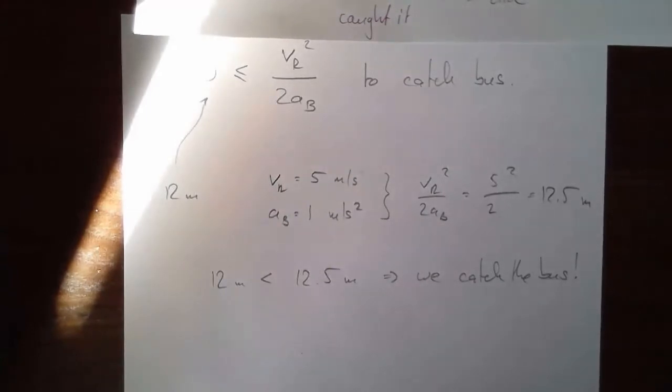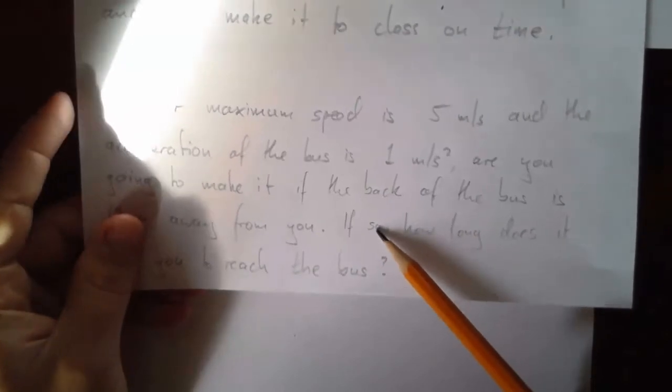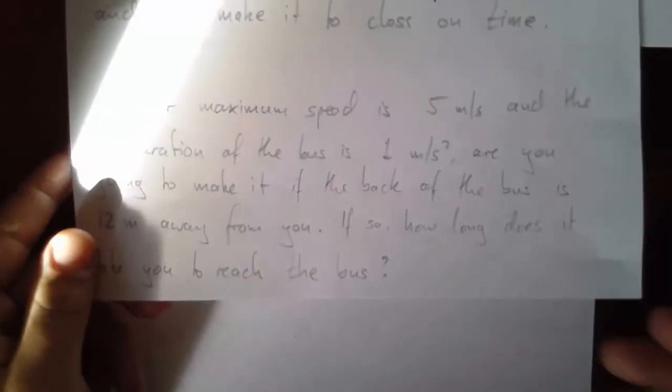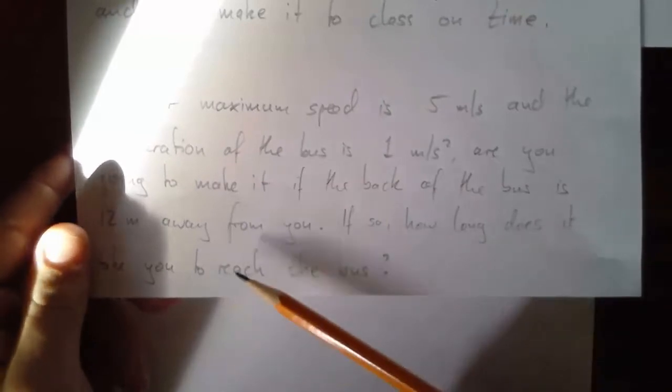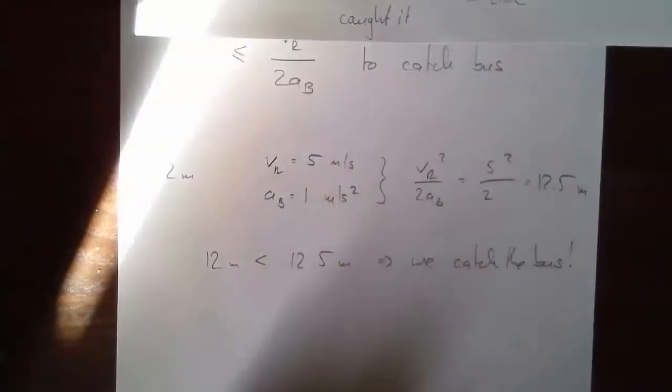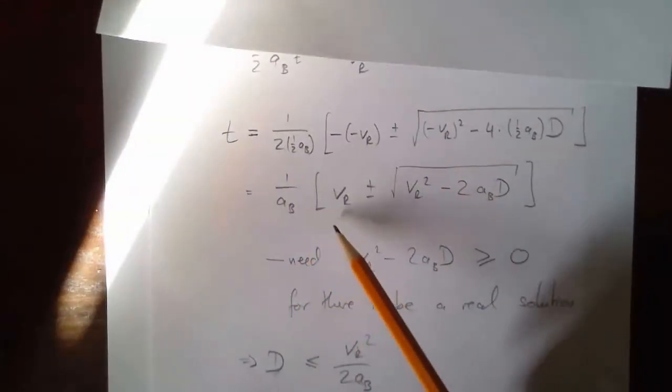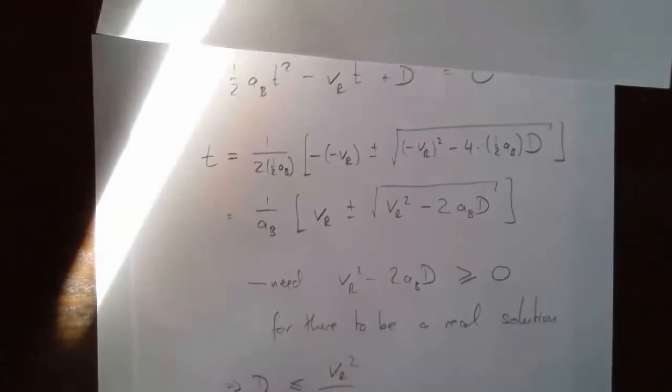Okay, and it's asking us when did we? I guess it's kind of a hint that we're probably going to catch it. Why else would I be asking this? Unless we're being really tricky. So how long does it take you to reach the bus? Well, we just now have to find the time, right? How do I figure this out? I just need to actually plug in the values to find the time. Well, we found the answer earlier. This is the time. We just never cared to actually evaluate it. Now we just evaluate this to find the time.